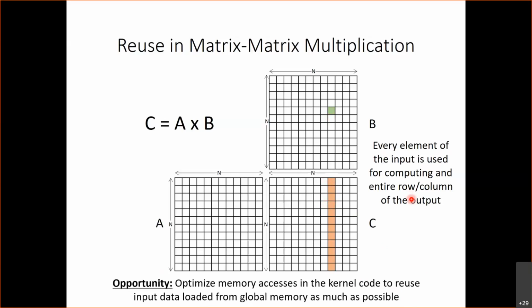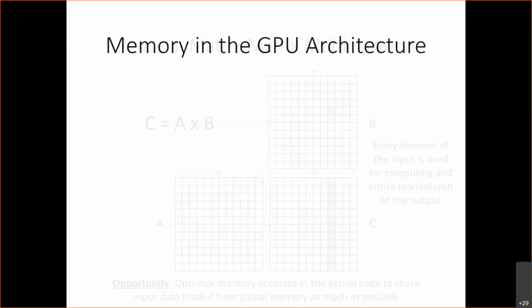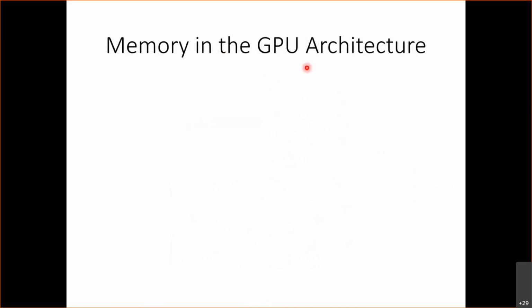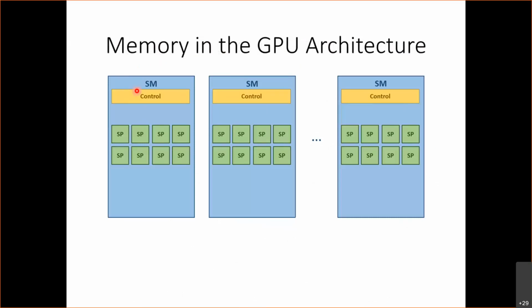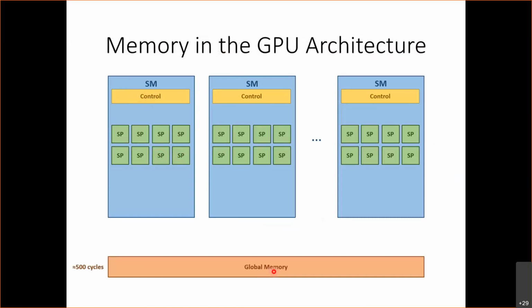But before we see how to do this, having given this motivation, let me talk about memory in the GPU architecture. Before, we saw that an SM has streaming processors and shared control logic, and that all these SMs share access to global memory. Now, access to this global memory typically takes on the order of 500 cycles. So obviously, going to global memory is not something that I particularly like to do.